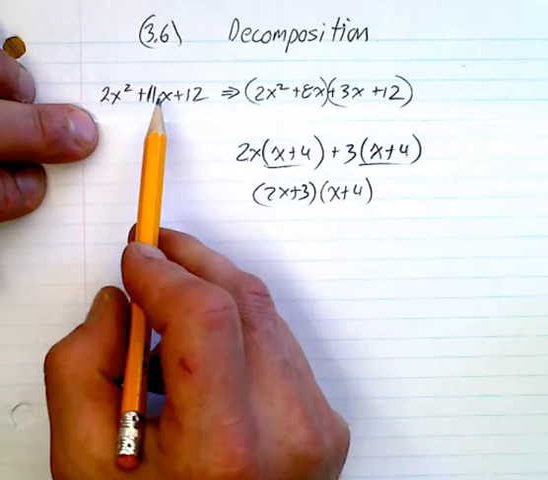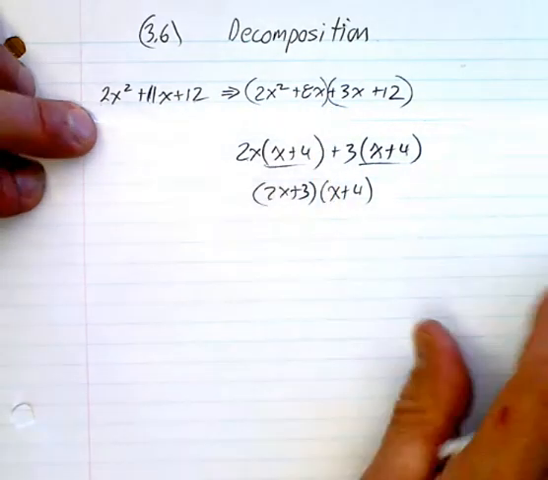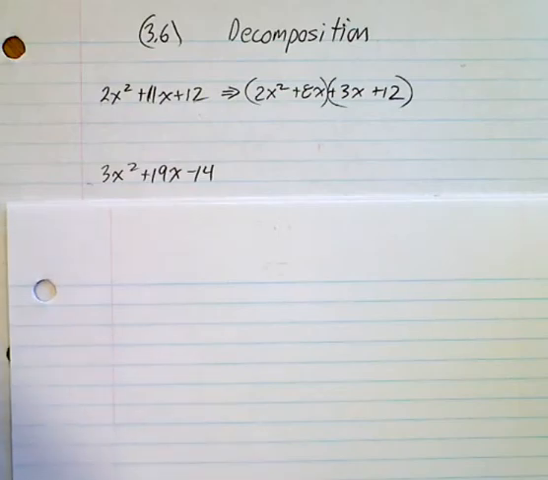We break the middle term down into two numbers that will help me factor it out, blah, blah, blah. What a good explanation.